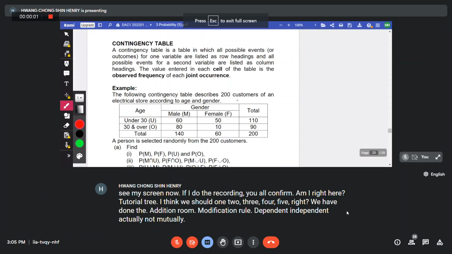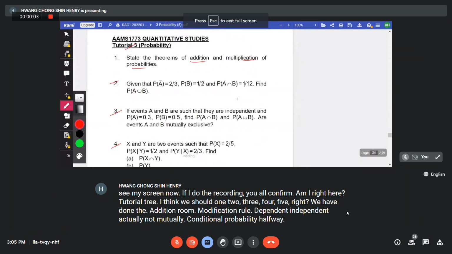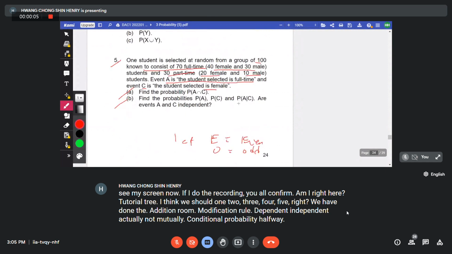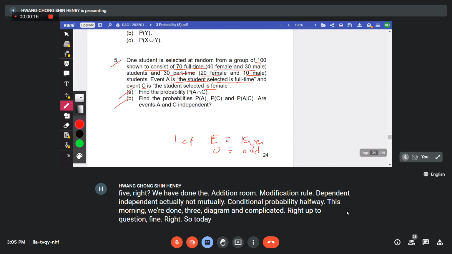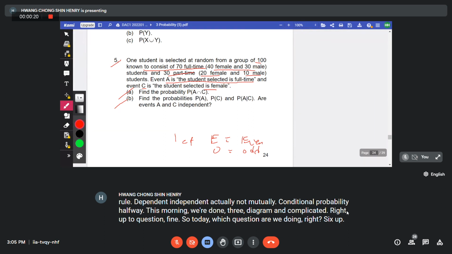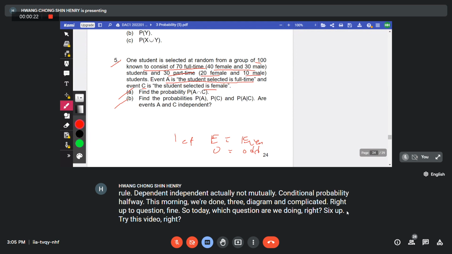Conditional probability halfway. And this morning we have done 3 diagrams and contingency table, right? Up to question 5, isn't it? Right. So today, which question are we doing? Brian, 6. 5 is right? 5 discussed already.